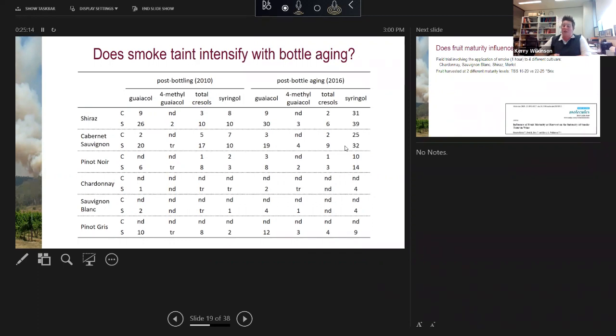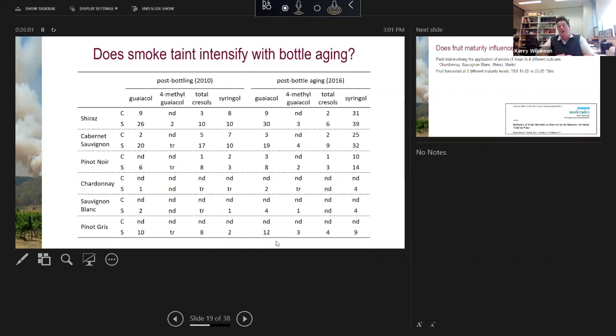We did repeat the sensory analysis on these wines and that's what was quite interesting. So what we found was, in the case of the lighter styles of wines, so things like Pinot Noir, Sauvignon Blanc and the Pinot Gris, the intensity of smoke taint seemed to increase, but it wasn't so much that the chemical compounds that are responsible had increased. It was more that the intensity of fruit character in these wines that's attributed to the grape variety had disappeared over those years, whereas the fruit intensity of the Shiraz, the Cabernet and the Chardonnay had remained fairly constant throughout bottle aging, so that the perception of smoke taint in those wines wasn't so apparent.